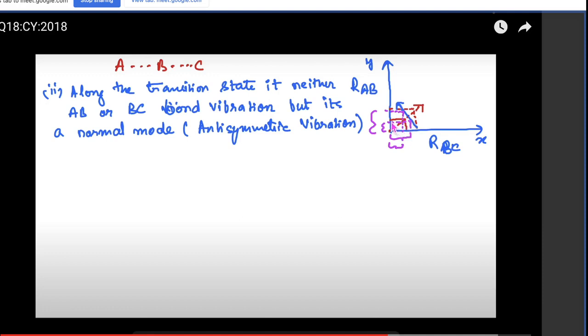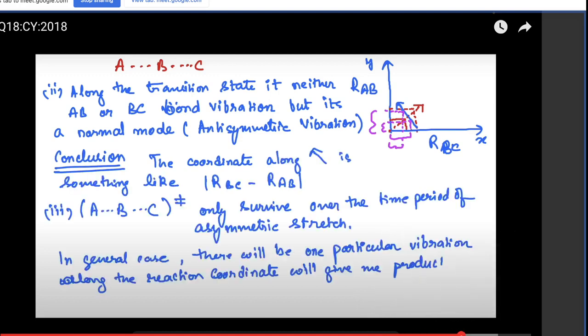This purple line that I have shown is the BC bond vibration coordinate, so it gets compressed here and my AB gets elongated, so that my BC bond is formed and AB bond gets broken. So we concluded that along this blue color arrow I have this kind of coordinate, and this is the only one vibration, the anti-symmetric vibration, which gives me the product finally.